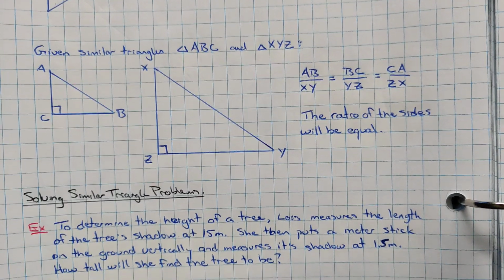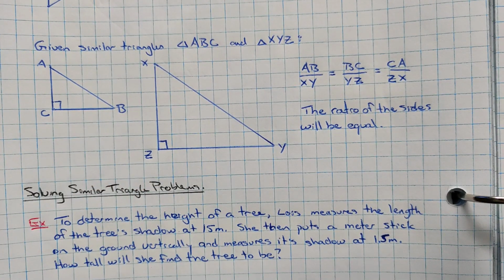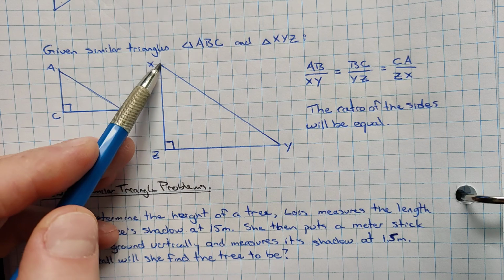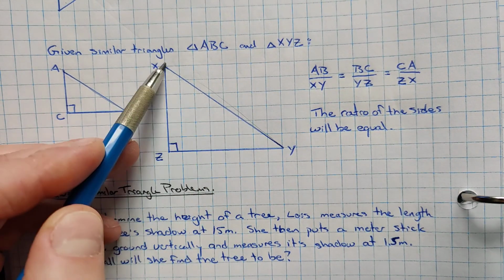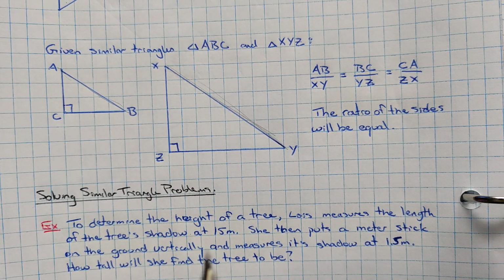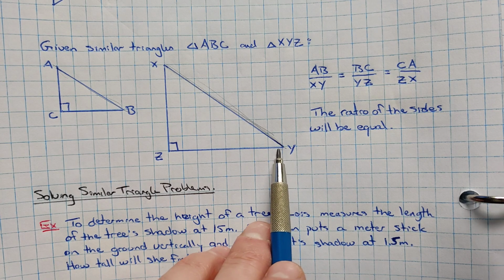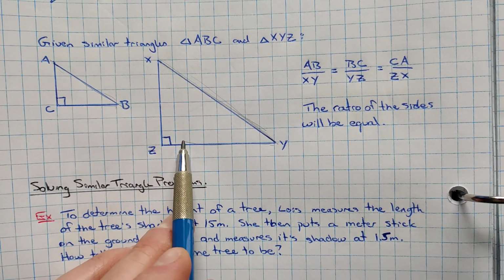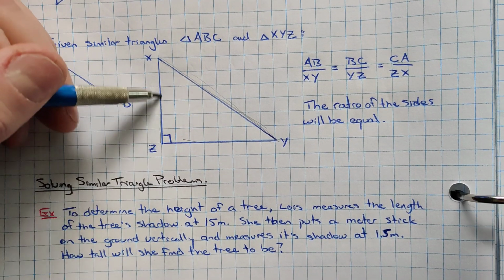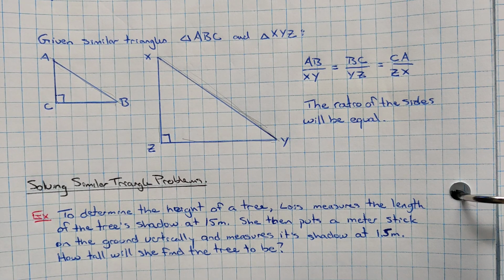When we're given similar triangles, so here we're being told that triangle ABC and XYZ are similar. Anytime we have similar triangles, we will have the fact that side AB is divided by side XY. So these matching corresponding sides will be in the same ratio as BC divided by YZ, which will be the same ratio as CA divided by ZX. So each corresponding pair of sides will be in the same ratio as the other ones.